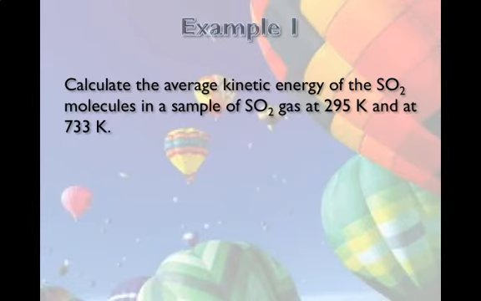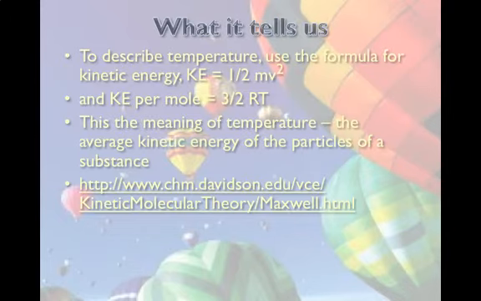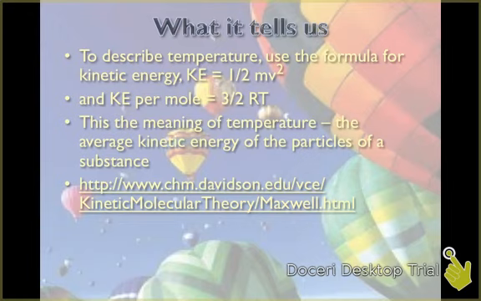Alright, so let's do an example. Actually, let me write the equation for you. So basically, if we rearrange the kinetic energy per molecule of a particle, the reason that velocity is squared is because we don't care what direction the particle is moving.